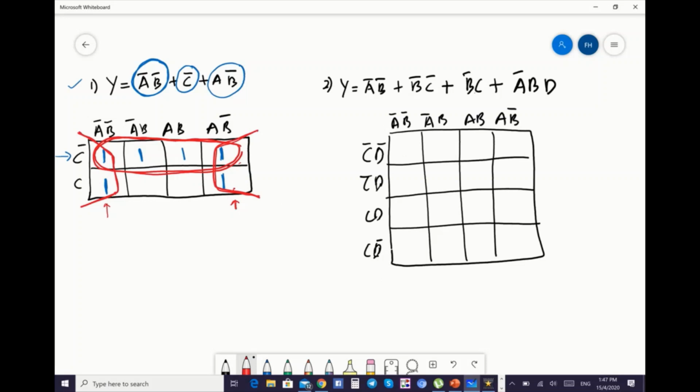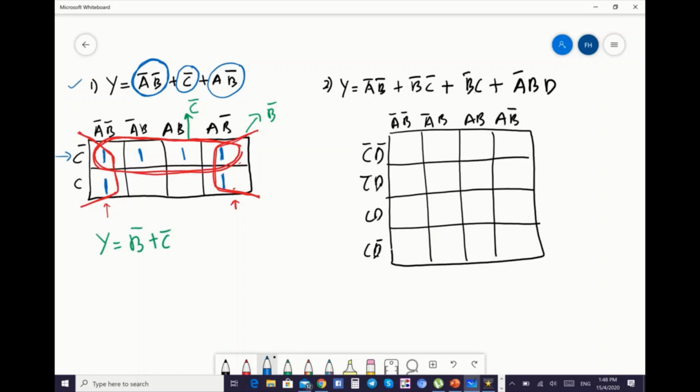So next you find the simplified product terms. For the first product term here, this is a product term. This is C bar. And then for this one it is B bar. So your simplified equation will be B bar plus C bar. Okay, alright.